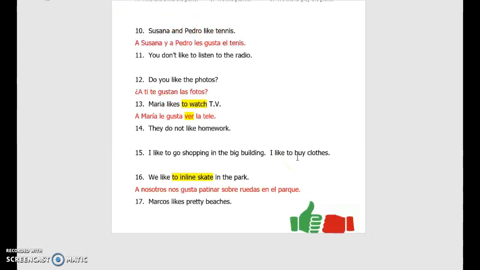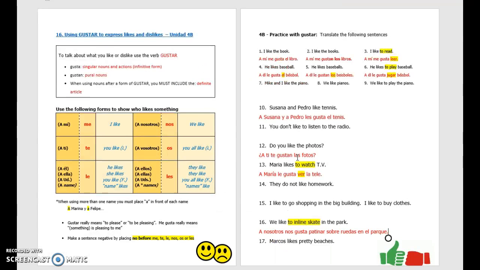There's a whole bunch of examples there. We're going to do them all in class, and I will put a full answer key up on Canvas for you. Buena suerte, chicos. We will talk about this more later. Hasta luego.